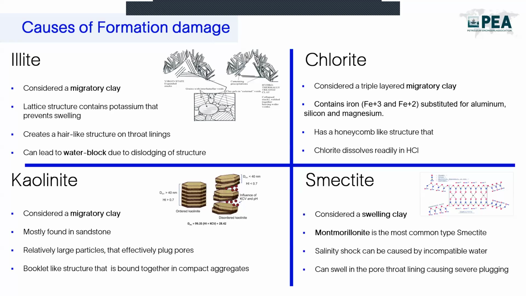And there are some other migratory minerals like feldspar and fine silicate. All these particles can migrate and deposit in the pore throats, leading to reduced flow capacity and creating formation damage.